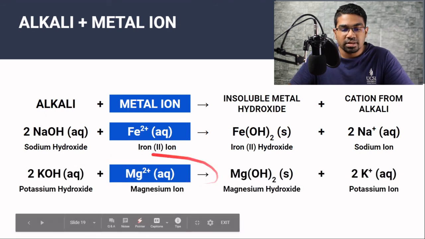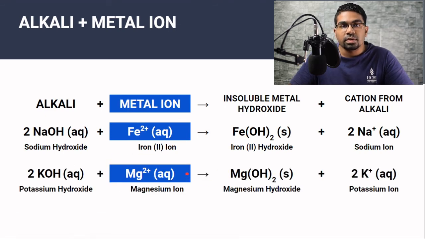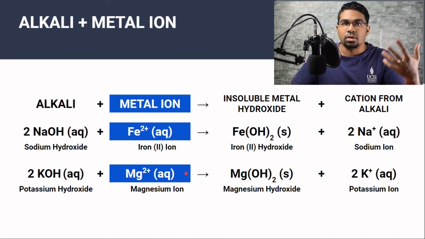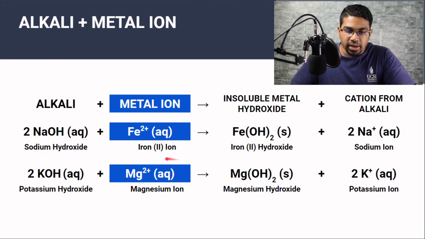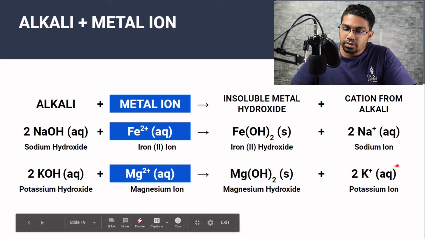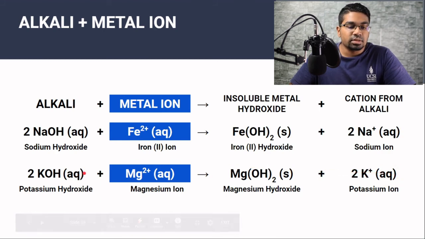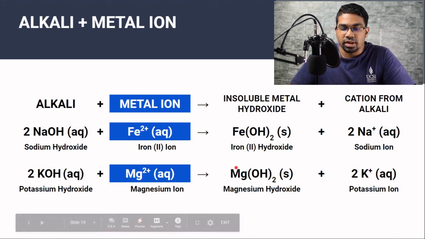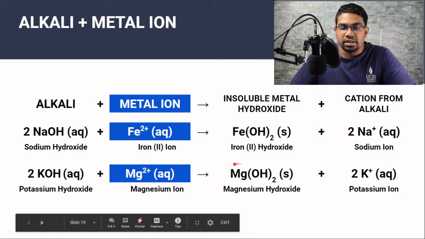Another example is magnesium ion. Again, magnesium ion will exist as an ionic compound with another anion, such as nitrate or sulfate, any other soluble salt, and the anion will also be the anion of the salt here. This will be a different salt, another soluble salt. So in this reaction, magnesium will swap places with potassium. So we get magnesium hydroxide, which is an insoluble metal hydroxide and therefore exists in the solid state, and what is left will be potassium ion. This is the cation from the alkali.